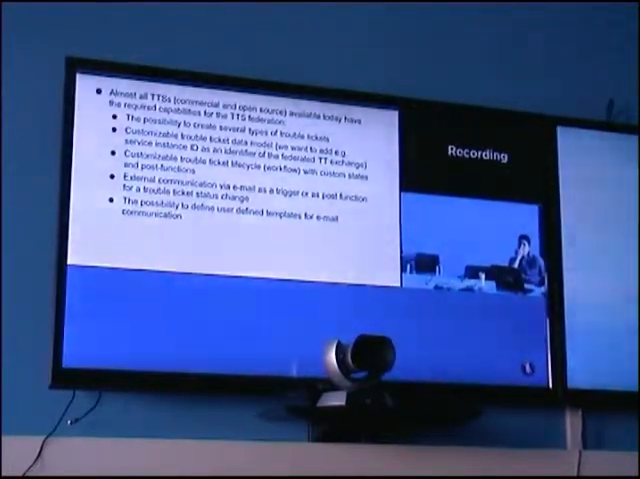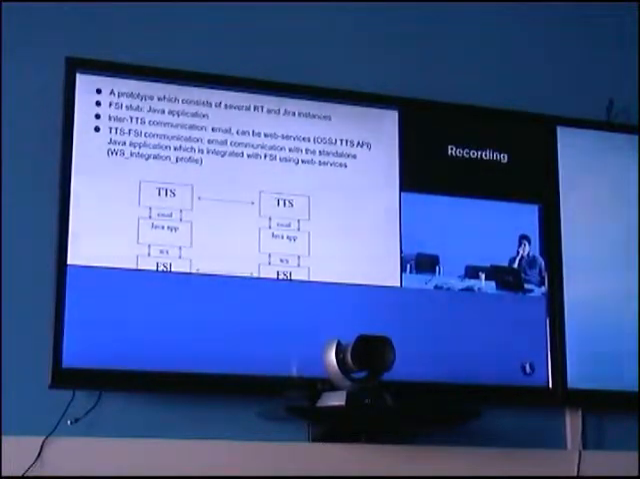And almost all trouble ticketing systems that are in use now, either open source such as RT or that can be bought such as Jira, have these capabilities. So finally, we created a prototype which consists of several RT and Jira instances. We created an FSI stub, a small application that acts like the Federated Service Inventory, which is a Java application. And also, we want to enable the trouble ticketing system to use the data from the FSI, but we didn't want to mess with the source code of the trouble ticketing system. Then we created a small Java application that is communicating with the trouble ticketing system using email and with the Federated Service Inventory using web services.